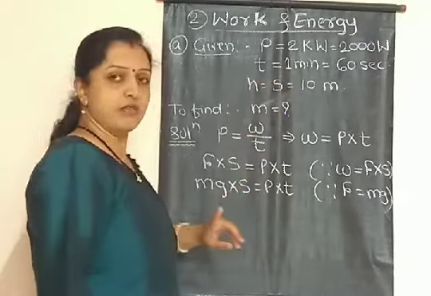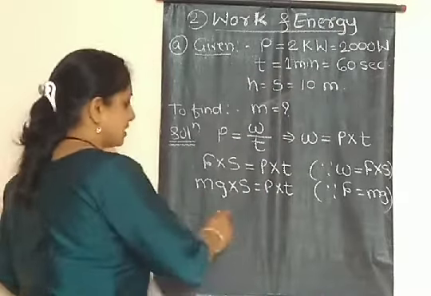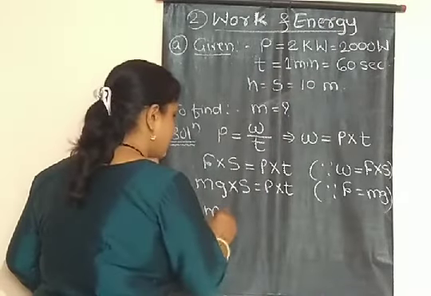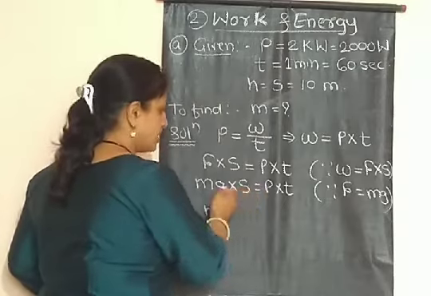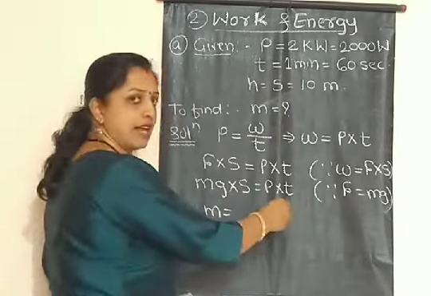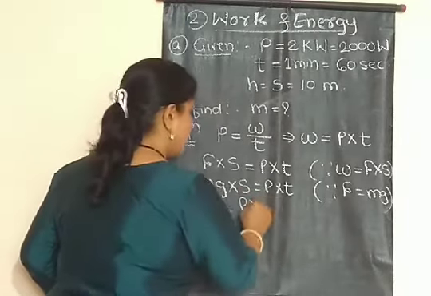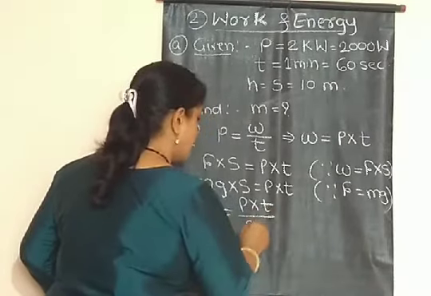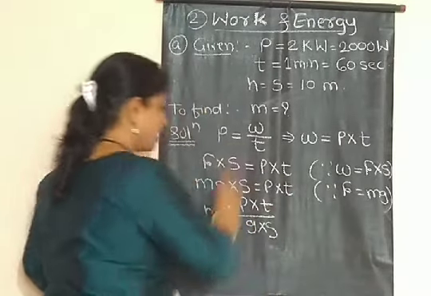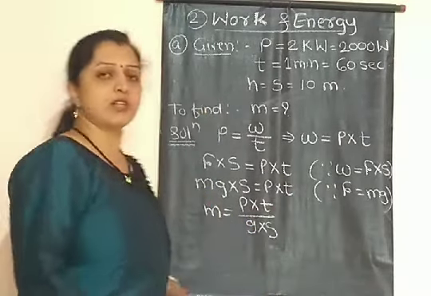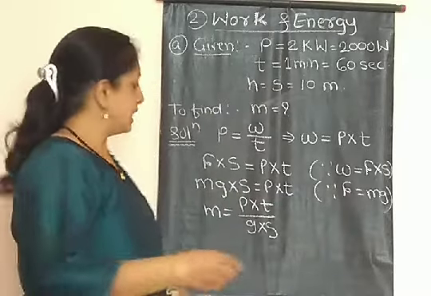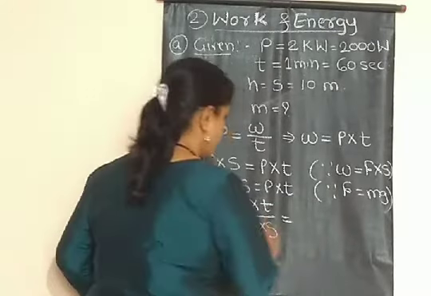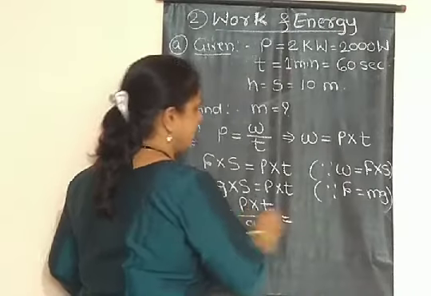So gravitational force is there. And now let us see what is the formula for that m. Then just bring all these g and s onto the right hand side. So you can write here P multiplied by t divided by g into s. Okay. So we get here the formula for the mass of water. Then let us substitute the values in this formula. So what is the value of P? That is 2000.